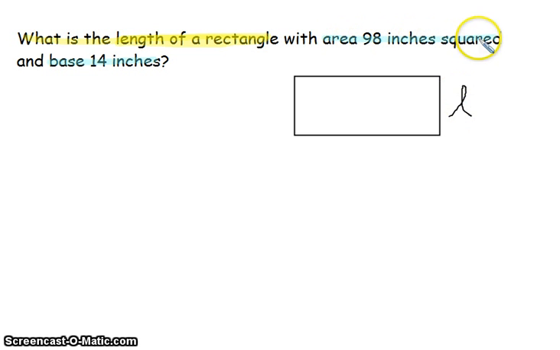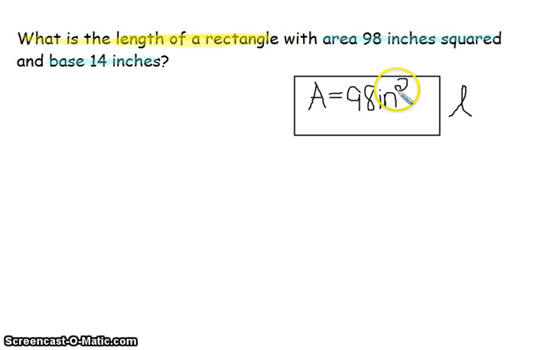Area is 98 inches squared, so that means all this space inside this rectangle, the area is 98 inches squared. Now, just as a side note, this is how this is written correctly with your units. This is not an exponent. We're not squaring 98. Inches squared, this is a superscript number.